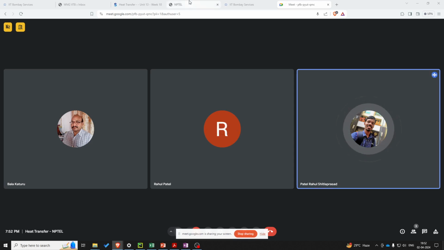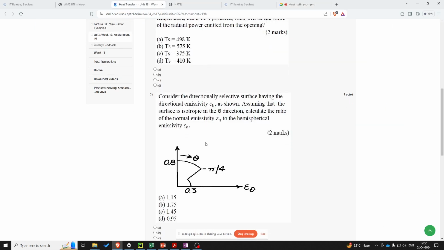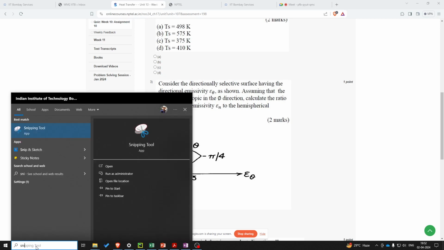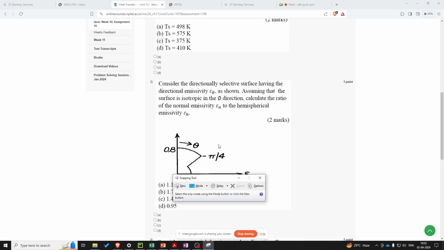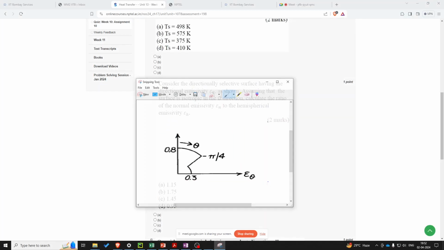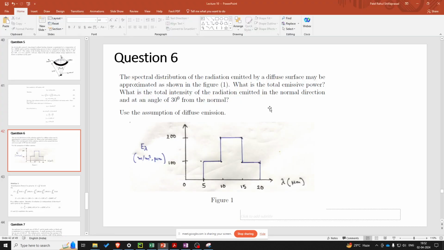So you have a doubt in this question number 3, correct? Okay, so you are not able to understand this figure. So see, in this question, we have been asked to find the spectral emissivity, correct? So the formula that we, I think, already saw over here.